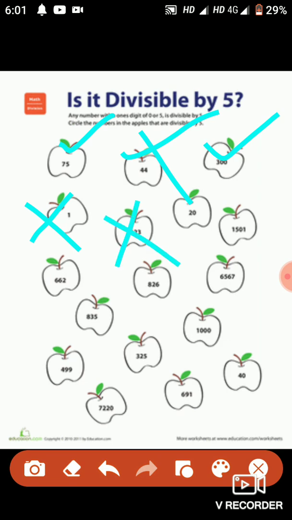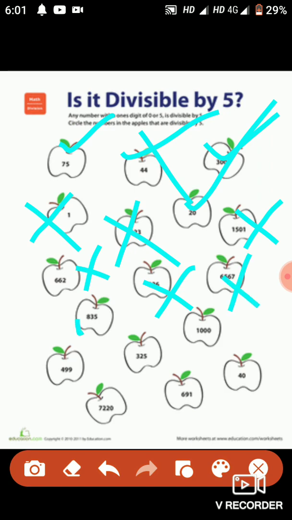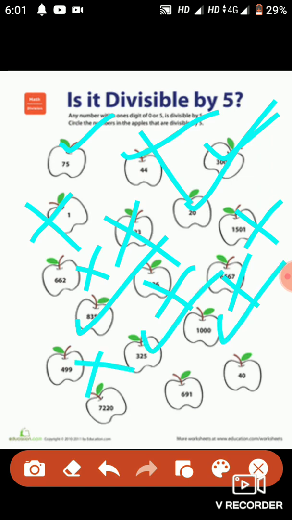123, no. 20, yes. 1501, no. 662, no. 826, no. 6567, no. 835, yes. 499, no. 325, yes. 1000, yes. 7220, yes. 691, no. 40, yes.